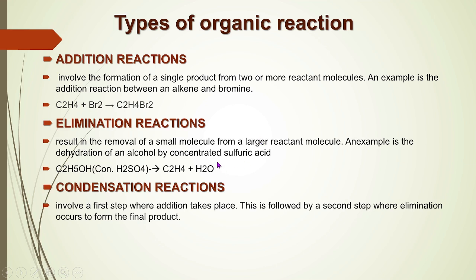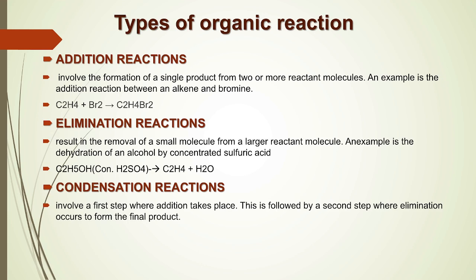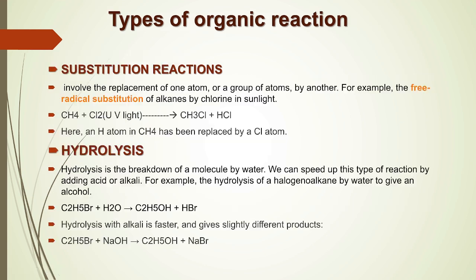Now, types of organic reaction. Addition reactions involve the formation of a single product. You can see here C2H4 plus Br2 forms C2H4Br2. This is an addition reaction in which bromine adds into an alkene. Elimination reaction: concentrated H2SO4 has the capability to remove a water molecule from the alcohol, converting it into an alkene. Condensation involves a first step where addition reaction takes place, followed by a second step where elimination occurs to form the final product.